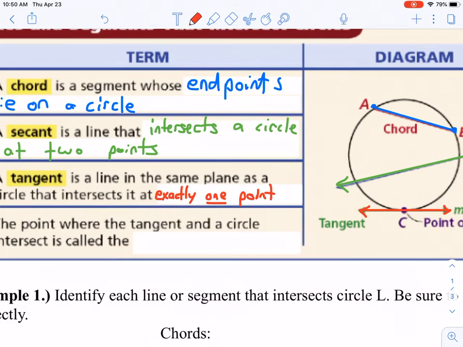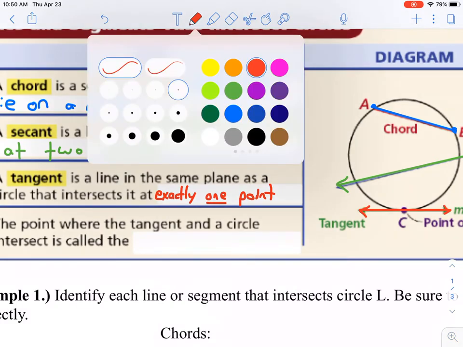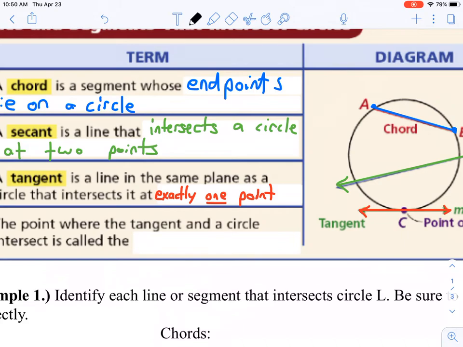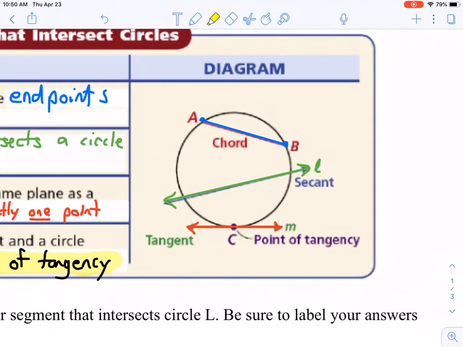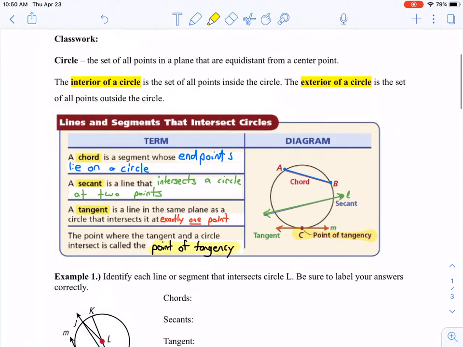And then finally, the last definition of this section is the point where the tangent and a circle intersect is called the point of tangency. All right, and we would see the point of tangency is at point C right here. So those are our definitions.